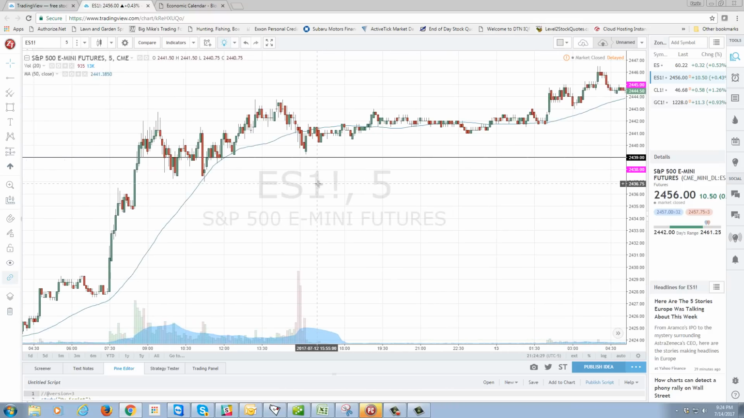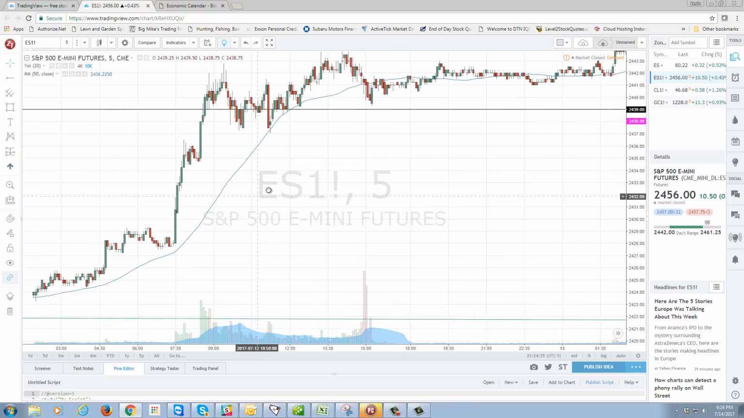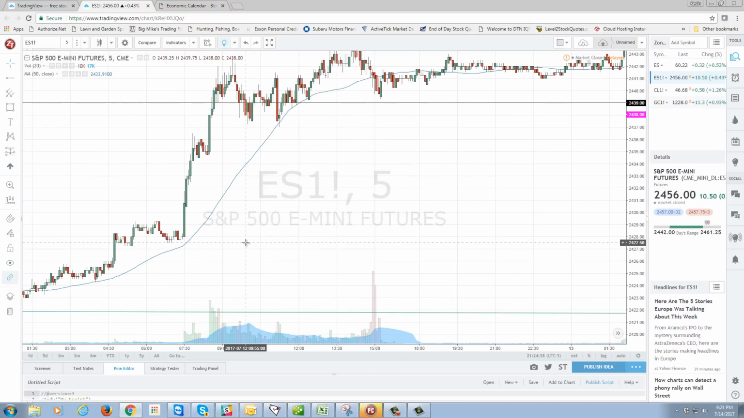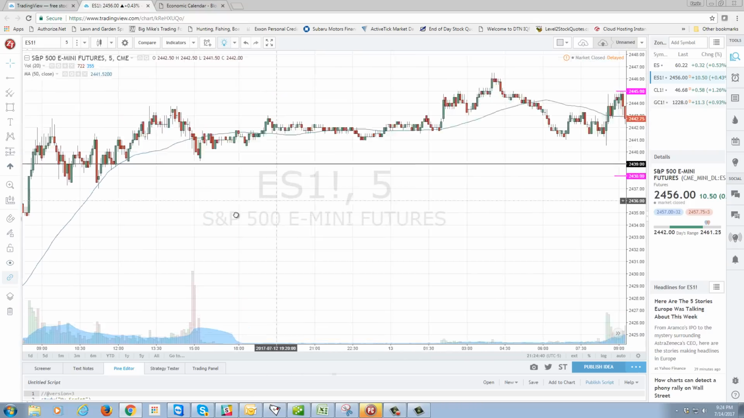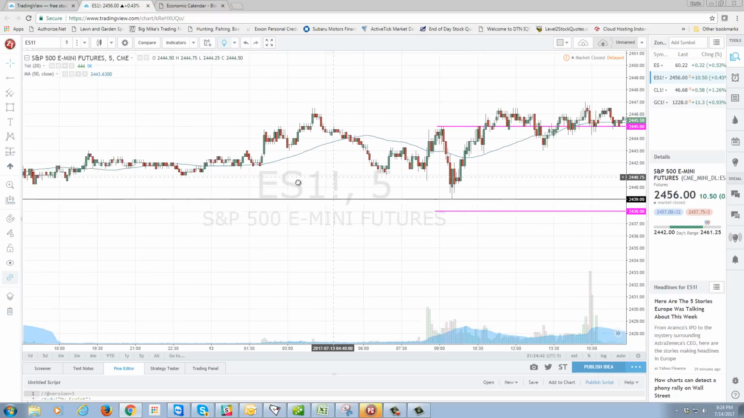Again, I normally do not draw supply and demand zones off of a 5-minute chart. You could if you wanted to, but normally I'll do them off of the 15-minute chart, looking for day stuff.